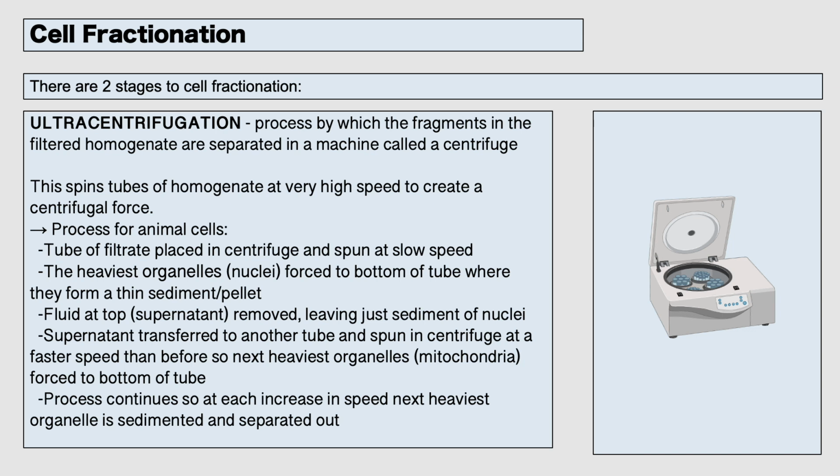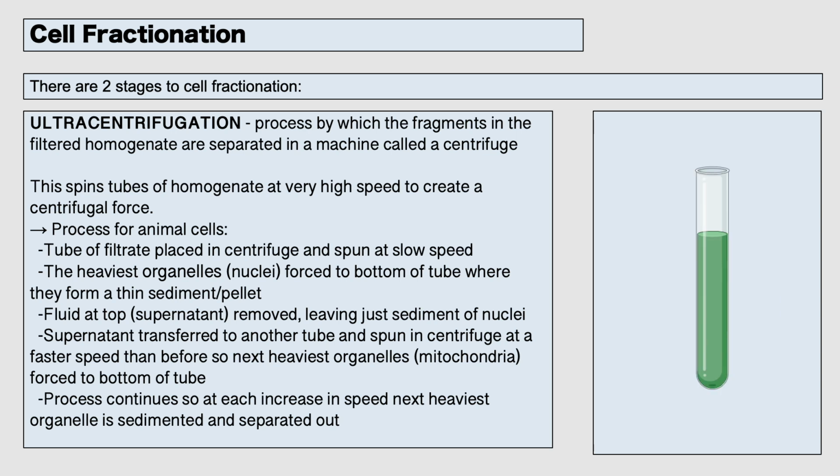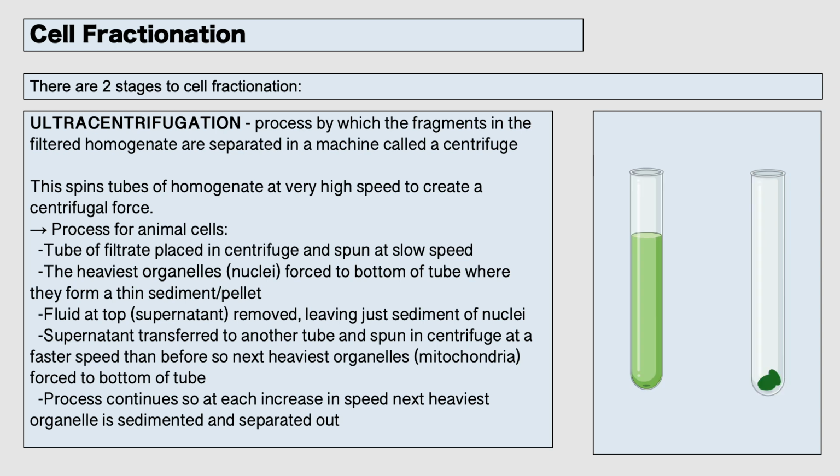The process for animal cells is: the tube of filtrate is placed in the centrifuge and spun at a slow speed. The heaviest organelles, which would be nuclei, are forced to the bottom of the tube, where they then form a thin sediment or pellet. The fluid at the top, called the supernatant, is removed, leaving just the sediment of the nuclei.